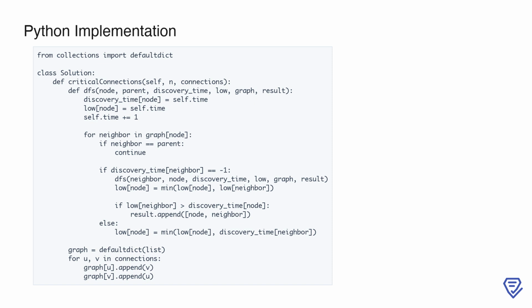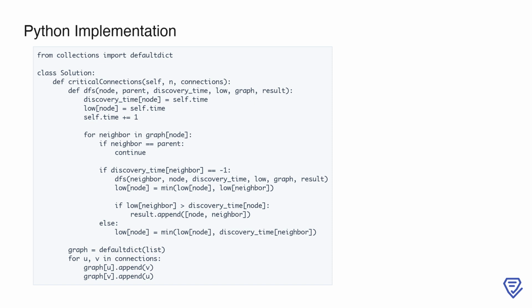Next, we iterate over all the neighbors of the current node. If a neighbor is the parent, we skip it since revisiting the parent is not useful. If the neighbor hasn't been visited yet, we recursively call the DFS on that neighbor. After returning from the recursive call, the low value of the current node is updated to reflect the lowest discovery time that can be reached from the subtree rooted at the neighbor. If the low value of the neighbor is greater than the discovery time of the current node, it means the connection between the current node and the neighbor is critical, so we add it to the result.